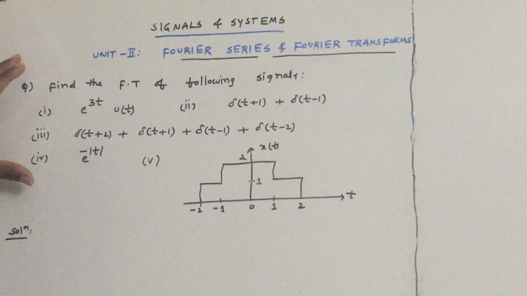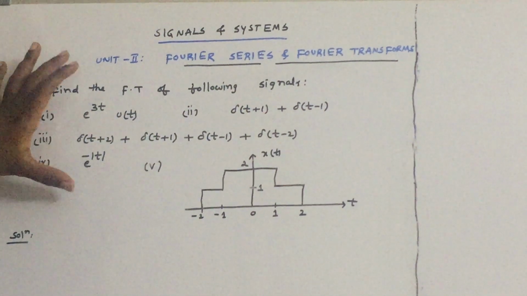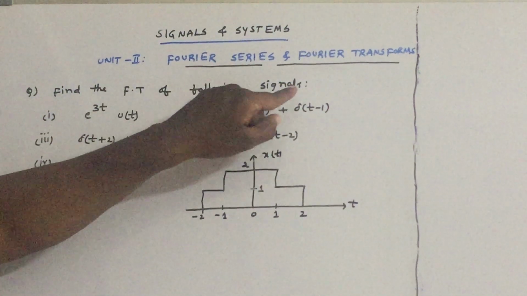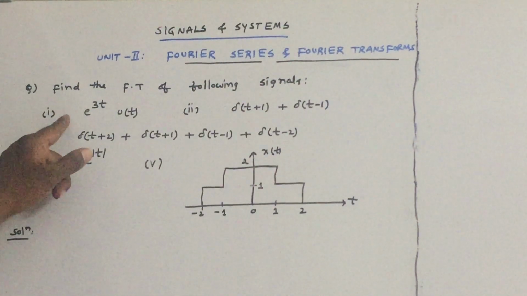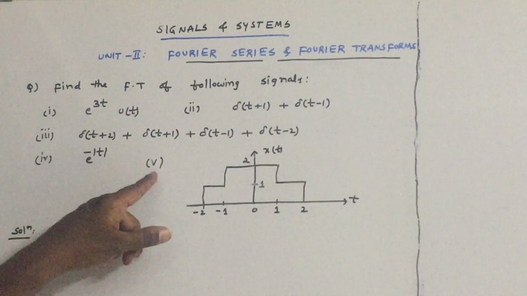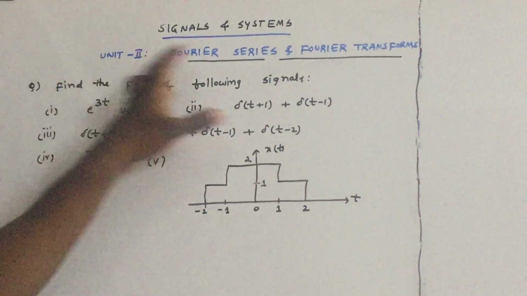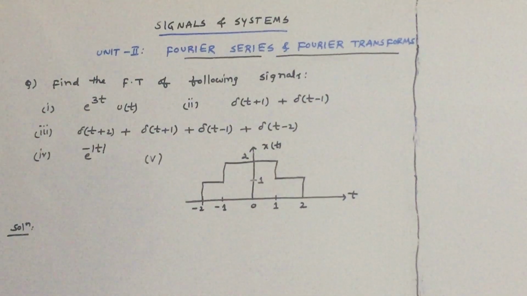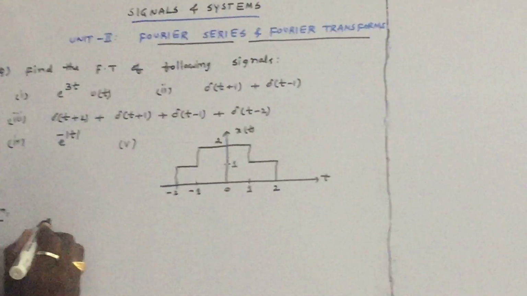Hi, let us see some working examples on Fourier transform in this session. Find the Fourier transform of the following signals. Here 1, 2, 3, 4, 5 questions are given in this problem. We want to find out the Fourier transform of these signals. So let us do the first one, number 1.